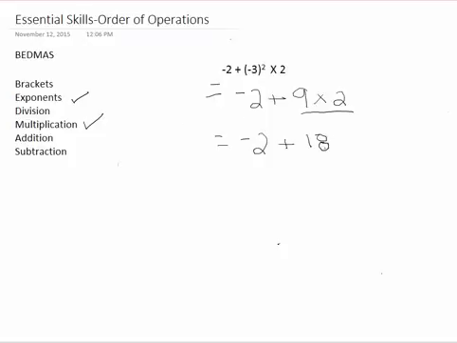Now our final thing on the list is addition. That is our last step for this equation. So negative 2 plus 18 is positive 16. And again, we've solved this using BEDMAS to get to our final answer.